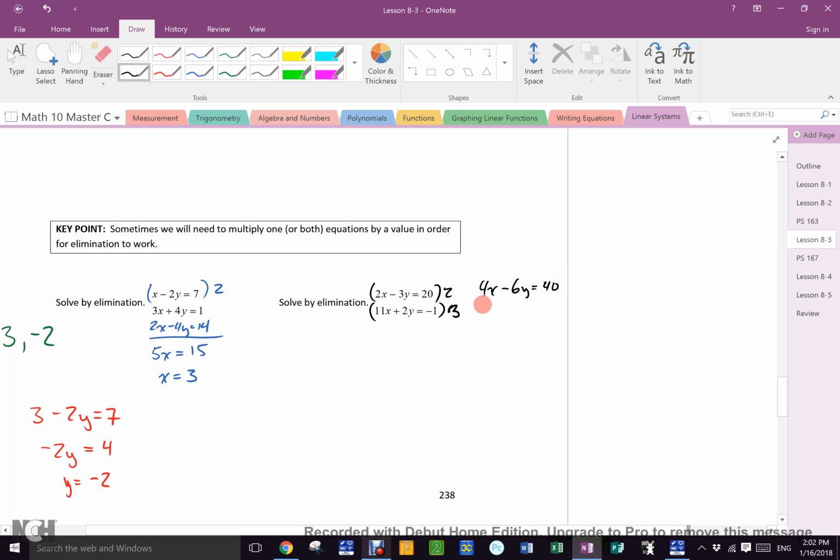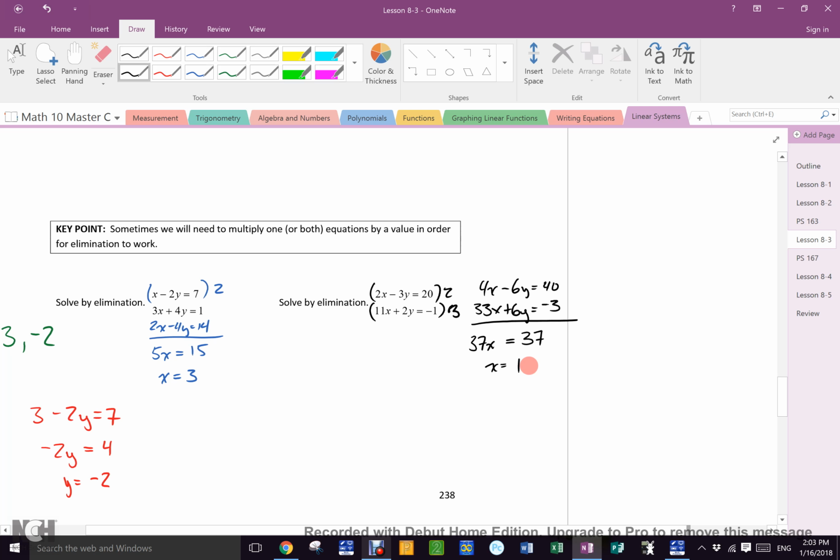And what am I going to get down here? 33x plus 6y equals negative 3. Now what can I do? Add them. Why are we able to add them? Because the 6's are opposites. What's 4 plus 33? What's 40 minus 3? What does x equal? 1.